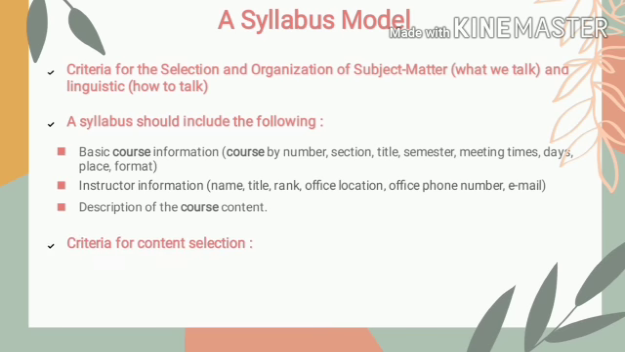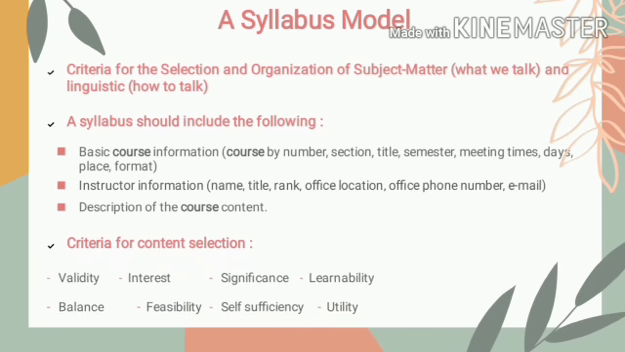The last one is description of the course content, of course. And how about the criteria for the content selection? At least there are 8 criteria. As a teacher, we have to know. The first one is validity. It means that according to national standard or curriculum, and balance between concept and values or approach ensure a balance with lesson content and interest.